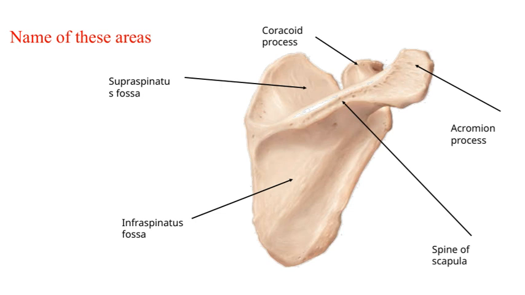Speaking of the spine, the spine of the scapula is a prominent ridge that runs across the posterior surface, dividing it into the supraspinatus and infraspinatus fossae.